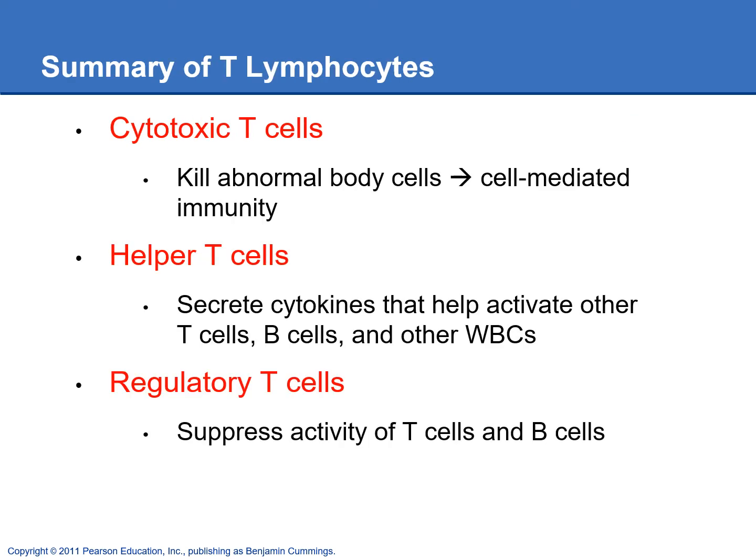There are 3 different types of T lymphocytes, so make sure you keep these straight. So remember, the cytotoxic T lymphocytes are going to kill any infected cells, cancer cells, or transplanted cells, and they're responsible for cell-mediated immunity. The helper T cells are like the generals of the immune system. Their job is to secrete cytokines, chemical messengers, and tell everybody what to do. So they're going to be needed to activate the cytotoxic T lymphocytes, the B lymphocytes, and then also some of our nonspecific defenses. And then the regulatory T cells are there to help calm the immune response down and suppress the activity of the B and T lymphocytes.